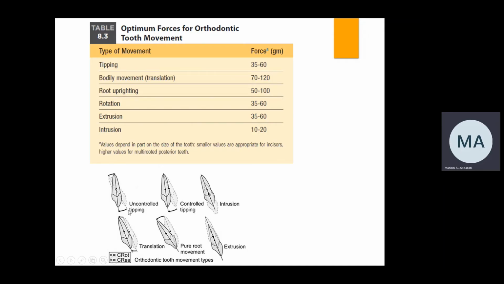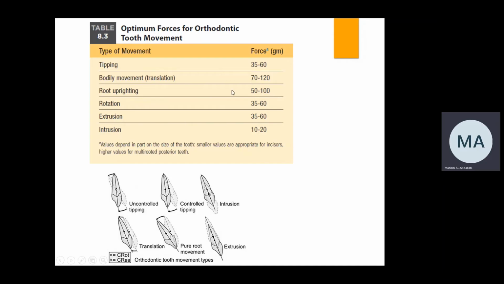Okay, so as you can see here, this is tipping, and it is uncontrolled because the center of rotation is apical to the center of resistance. This is controlled tipping because the center of rotation is exactly at the apex. This is to show you the intrusion. Here we have bodily movement, and this is showing you the torquing of the root. Here the center of rotation is actually exactly at the incisal edge. And here to show you the extrusion effect in terms of tooth movement. The rotation is not shown here, but rotation is to move the tooth around the long axis. This is the orthodontic rotational movement.